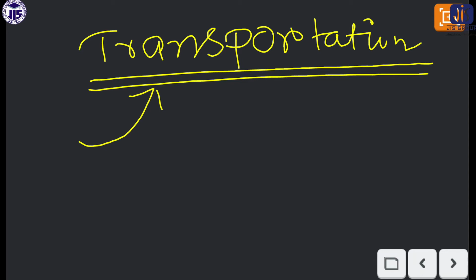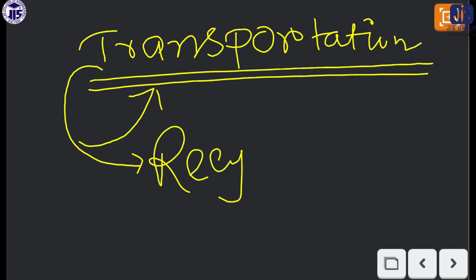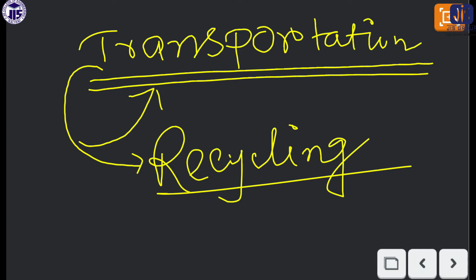So after transportation, there is a very important thing which we have to keep in mind. What is the step or what is the process? This is the recycling. So after transportation we have to follow the recycling process. So what is the recycling process? Recycling process means, you know, that mainly biodegradable solid waste materials, that means mainly organic solid wastes. These kinds of solid waste materials are not actually 100% waste. So they are not 100% waste materials.